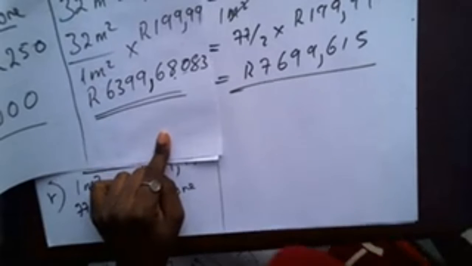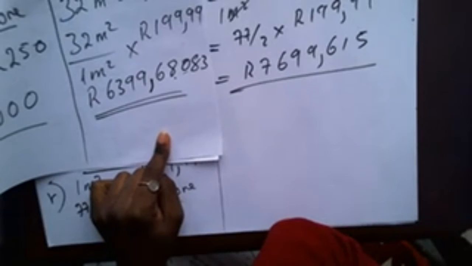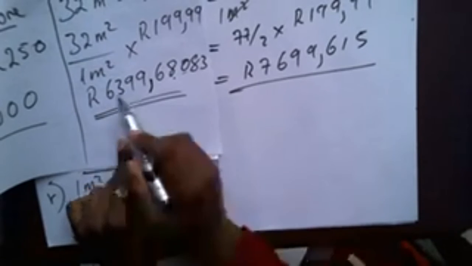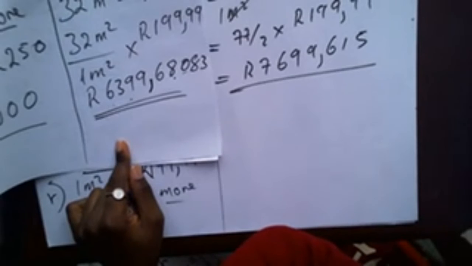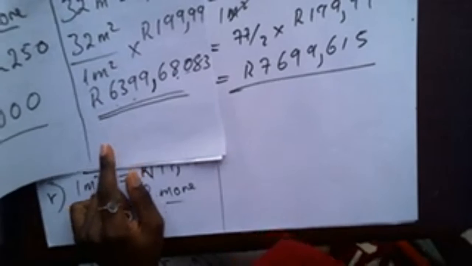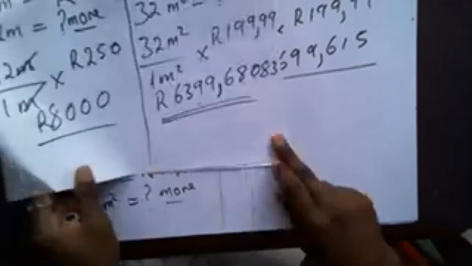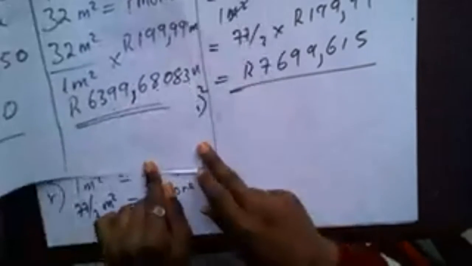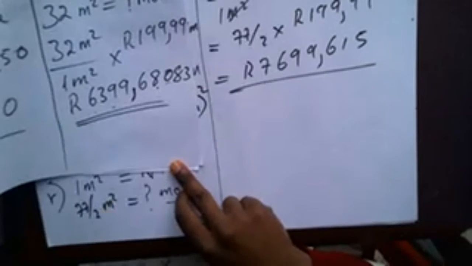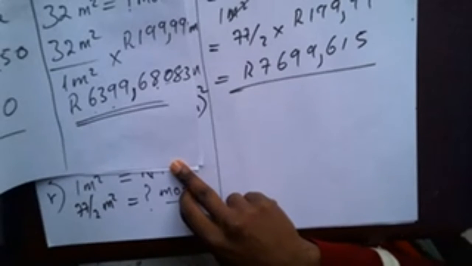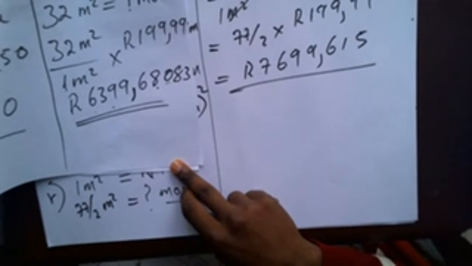They need to pay 7,699 in comparison to this. About 1,000 rands more, more than 1,000 rands in fact. They need to pay more than 1,000 rands for the circular swimming pool. The circular swimming pool is a little bit expensive. Okay, so that is what I have for you.